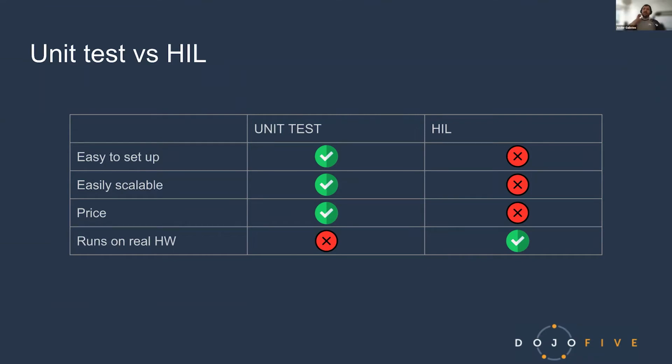Yeah, for me, unit test is focusing more on something specific of your system, and hardware in the loop usually verifies the system as a whole, which is basically what you said, but without cars in the example.